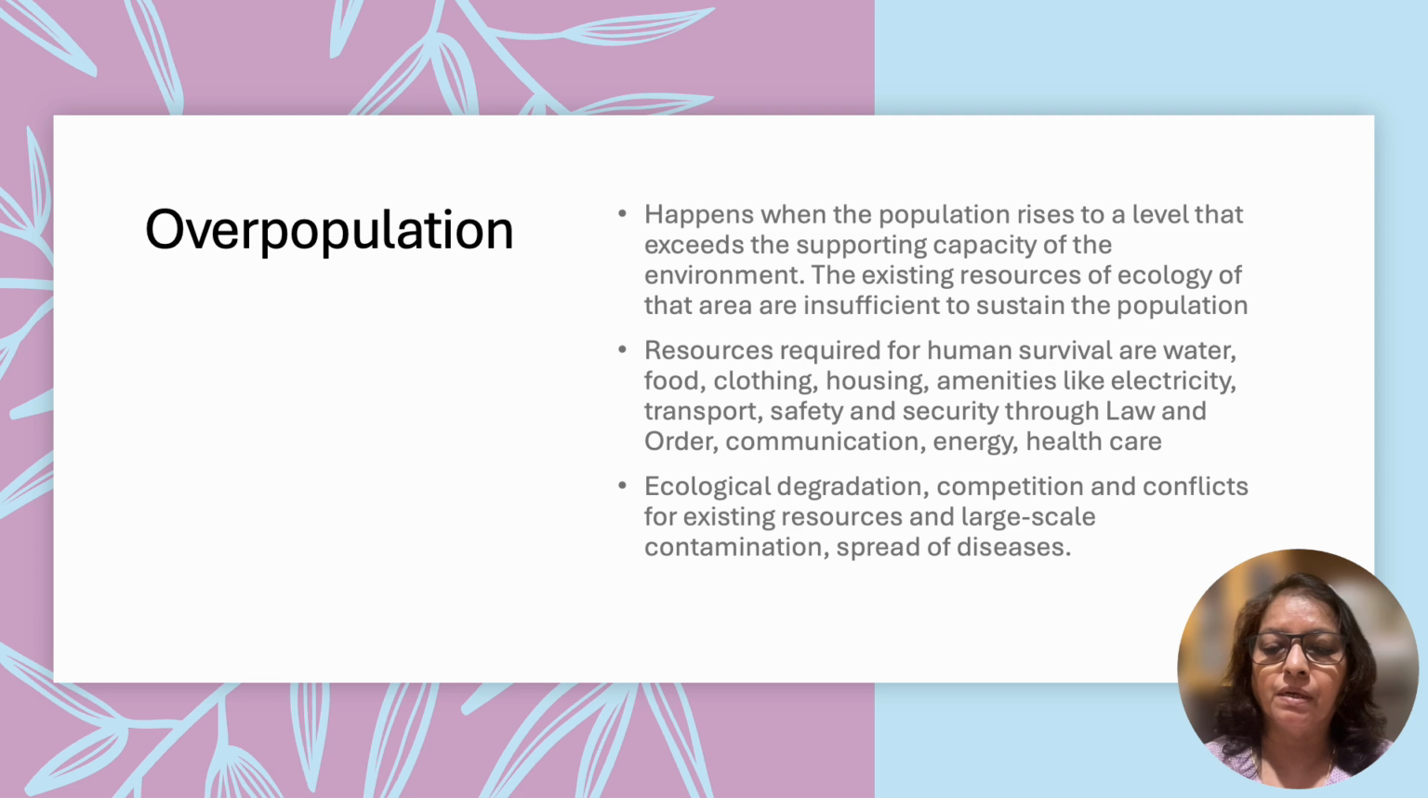What is overpopulation? When population rises to a level that exceeds the supporting capacity of the environment. Now, in a particular city, there is a supply of electricity, housing, water, sanitation, and such facilities which are basically essential for human habitat. But they are limited to a certain number of people. When the number of people in that particular city increases such that the electricity supply or the drinking water supply, or the housing or sanitation is insufficient, then this is called overpopulation.